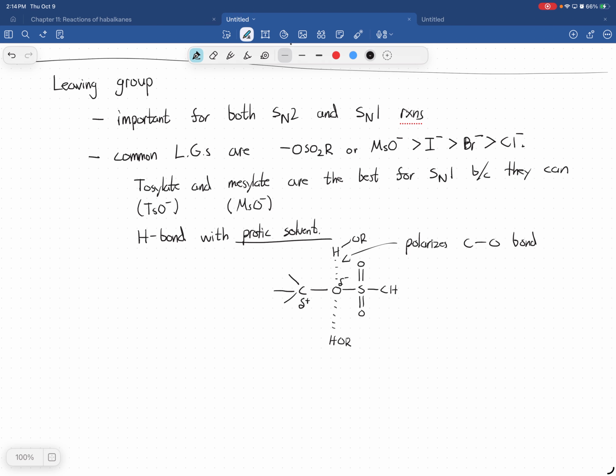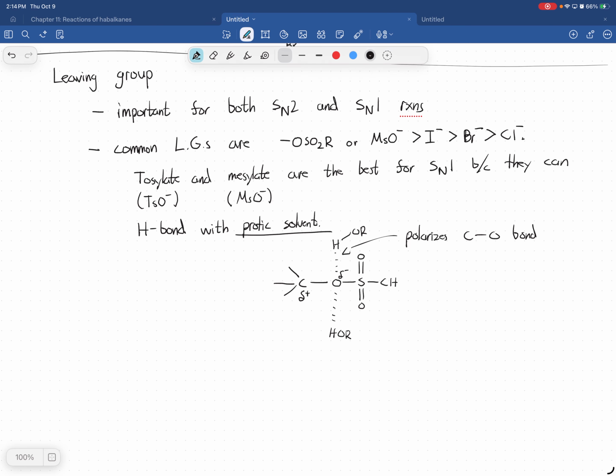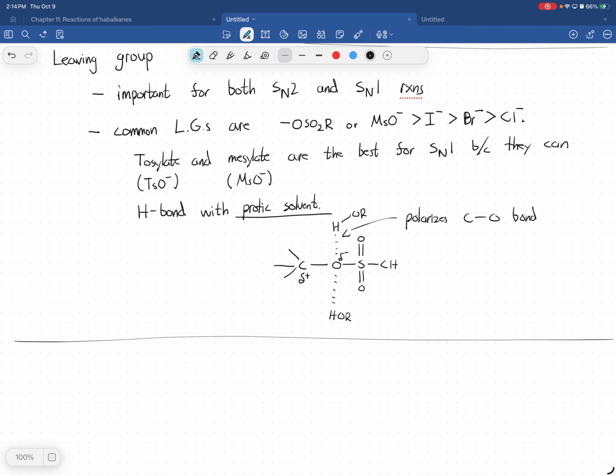So the leaving group is most important here. Notice iodide, bromide, chloride, they're not very electronegative, so they don't have the same interaction as the sulfonates, tosylate, mesylate, triflate, etc. All right, so we talked about the leaving group. What about the nucleophile? Let's talk about the nucleophile now.